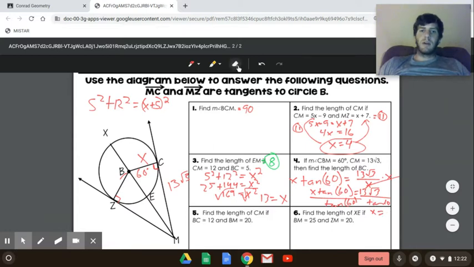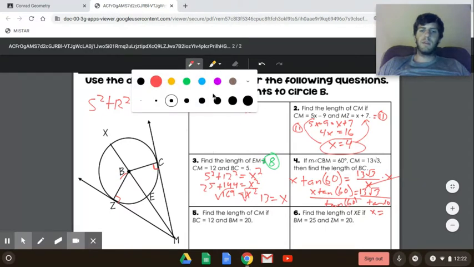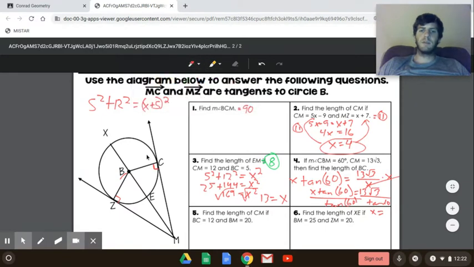Okay. Number 5 here. Find the length of CM if BC is 12 and BM is 20. So BM is 20. BC is 12. And we want to find CM. Okay, so again, we have two sides and we're trying to find a third. So that's the Pythagorean theorem, a squared plus b squared equals c squared. A and b are your two legs, so we're going to have 12 squared plus x squared equals 20 squared.